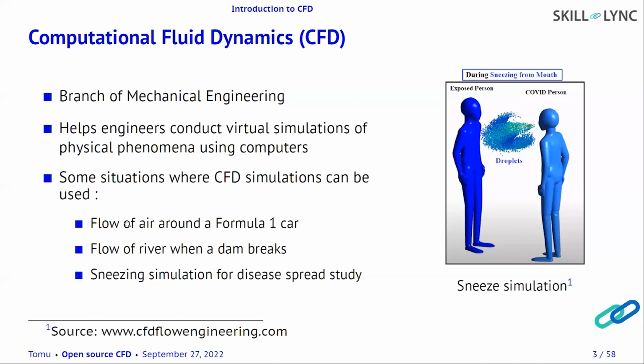And some situations where CFD is used. Here you can see the flow of air around a Formula 1 car. In F1 races, engineers use CFD to analyze how the air is flowing around their vehicle, so they can optimize their designs better and compete in the next round with a more optimized design. And the flow of river when a dam breaks. It helps to predict what will happen in case a dam breaks. We will know the path of the river, how the river will be flowing, so that sufficient escape mechanisms can be put in place.